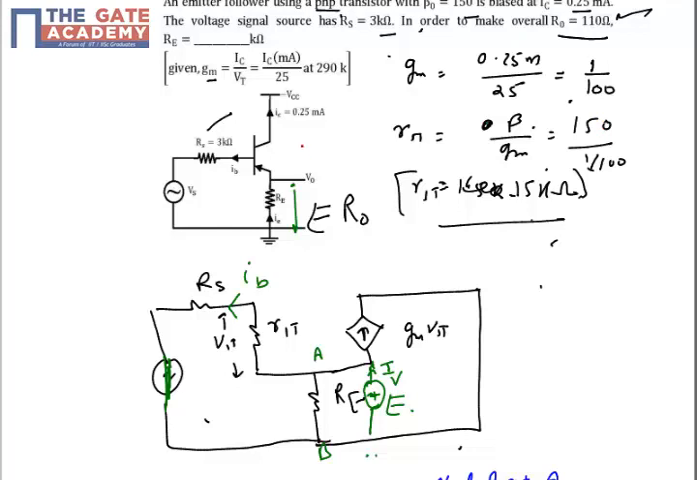What we need to do, we need to replace the BJT with the R pi model. We have chosen the R pi model because the question has already given you the relationship of GM. So we can calculate the GM and then simply calculate the R pi. So that's why we have chosen the R pi model. I have replaced the BJT with the R pi model.